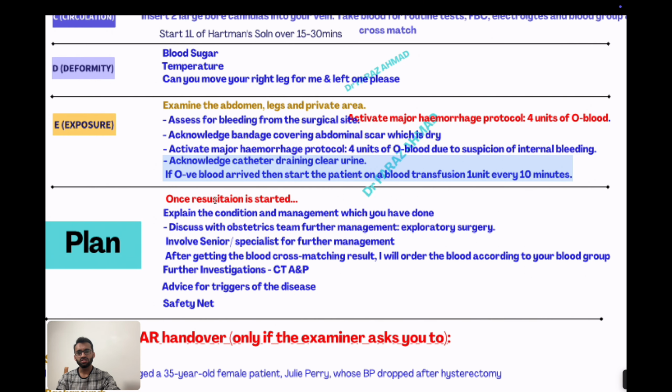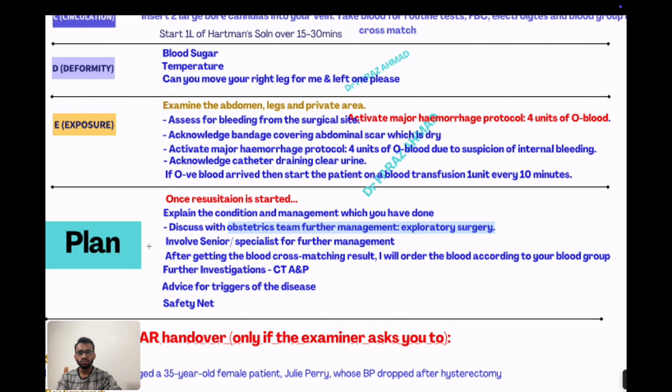Once the resuscitation is started, you will explain the condition and management to the patient. Julie, I can see you had a surgery today, and after the surgery I suspect you may have some bleeding. Although your scar looks fine, you may have some internal bleeding. I am going to discuss with the obstetrics and gynecology team for further management. Probably they will do a bedside ultrasound, or we may do further investigations including a scan of the tummy to rule out what is ongoing.